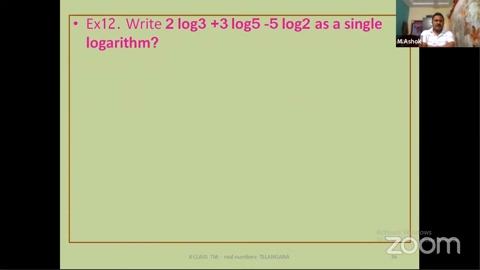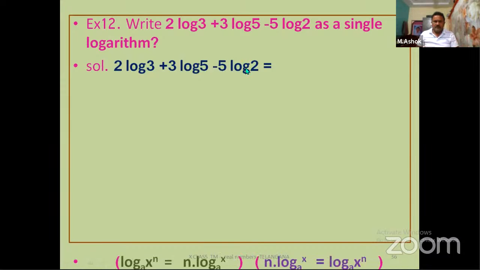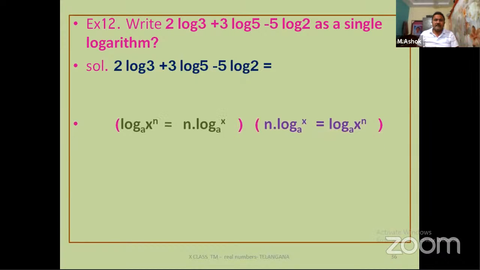In example number 11, we expanded the given sum. Here what is asked is to write the total expression as a single logarithm. Let us see. It has given 2 log 3 plus 3 log 5 minus 5 log 2. So we have to write it as a single logarithm.